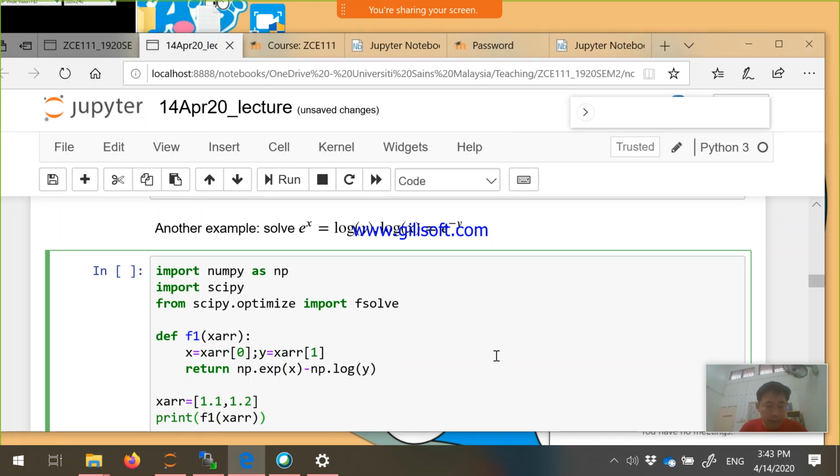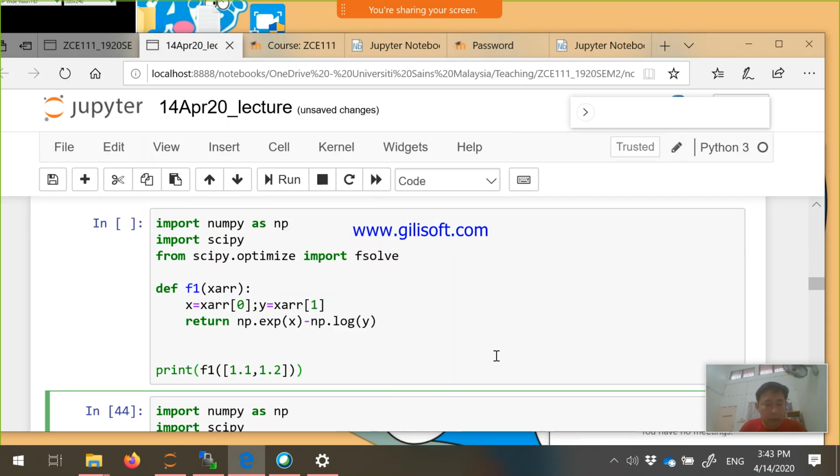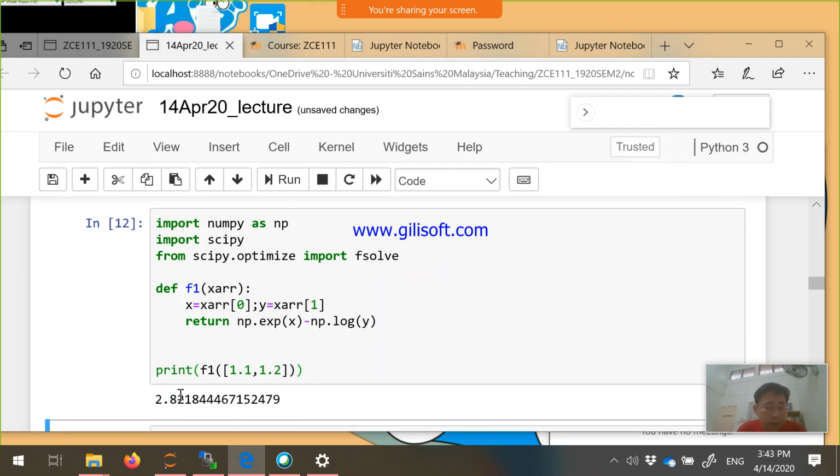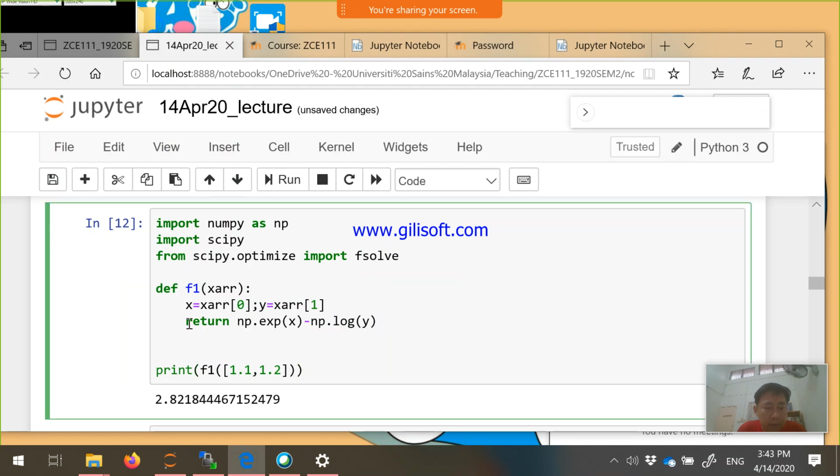If I don't want to do that, I can just take the values of f1 evaluated at this. So I print out and see whether I got anything. Yes, this is the number that is printed out from this return line. So x in this case is 1.1, whereas y in this case is 1.2.